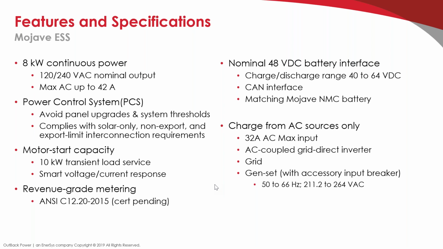We've got the port on the boards and everything, so if you want to hook up a generator, no problem. You can put up to 32 amps into the system to charge batteries and so forth. That'll pass through the rest. And of course, with AC coupling, you're going to have your AC coupled grid direct inverter, which is going to be wired to the same circuit as the output of the inverter.